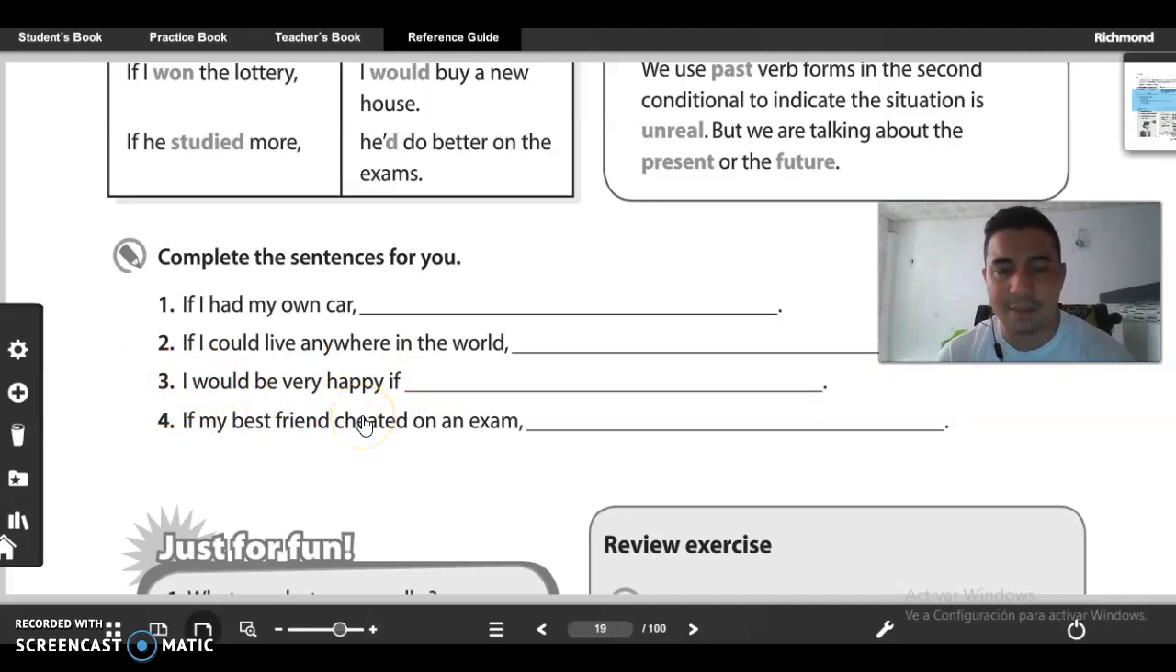I would be very happy if, in this part, I have to write something that must be in past simple tense, as I told you at the beginning. If my best friend cheated on the exam, I would do something. Okay, I would make a decision about what to do. I would tell the teacher. I would go to the coordinator until everything has happened. Or better, you decide, or you may say to him, you must give me the answers, or you will also show me what you are doing. Or if you don't, I will tell the teacher, or I will tell everybody what you are doing.